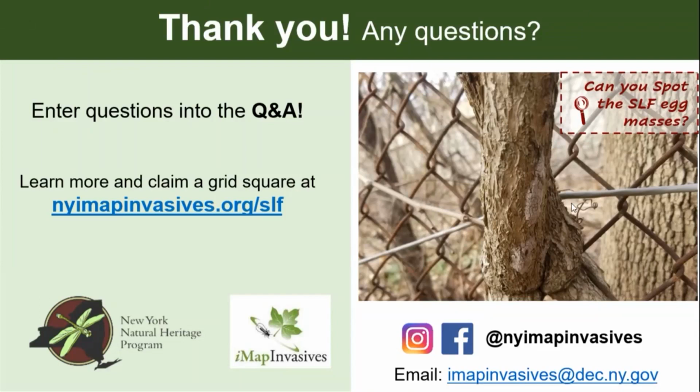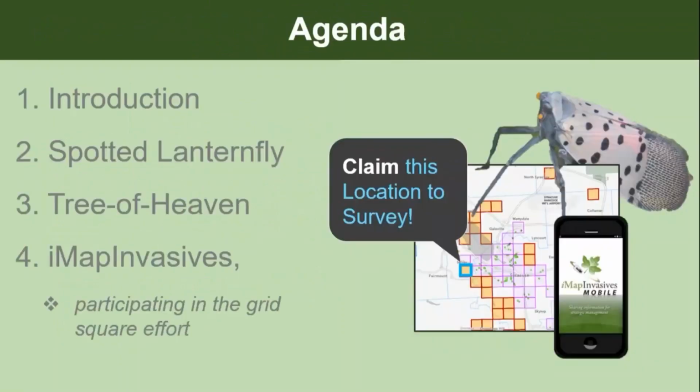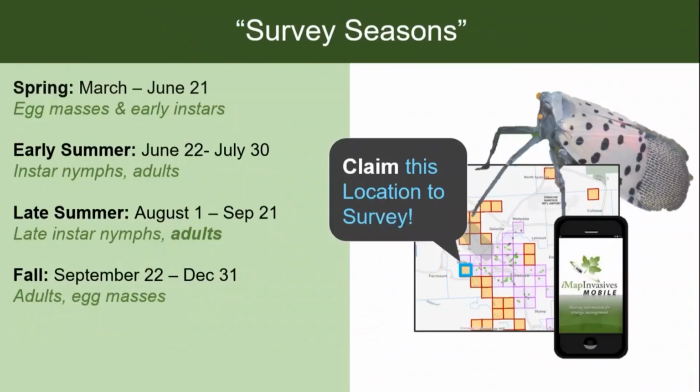Okay, so I'll go through one question that I can answer first, and then we've got 2 questions for Tom. So Janine asked, how often should the grid square be surveyed? So I'll just go back to that seasons page. The goal is to survey once within each of these seasons. So that would be 4 times throughout this year.